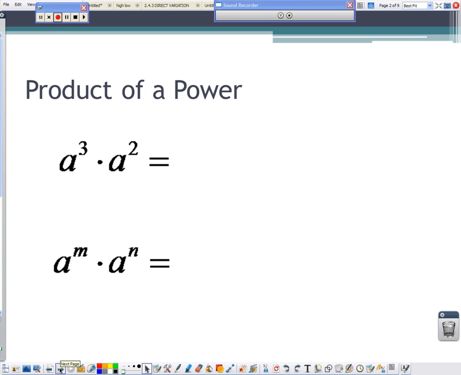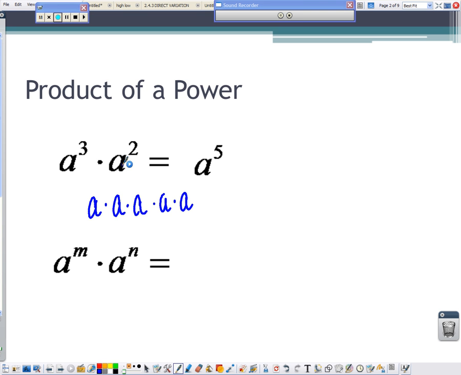So basically what this is saying is, if I have 3 factors of a, so let's say we do a times a times a, and I multiply that times 2 more factors of a, okay? Because remember, this number just refers to how many factors we have, okay? Then all we have to do is count up 1, 2, 3, 4, 5. So our answer, if we had a to the third times a squared, would be a to the fifth, okay?